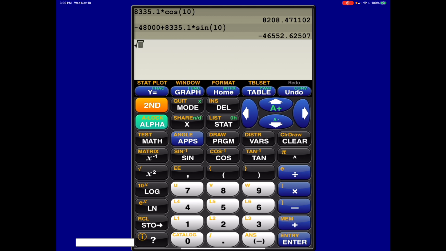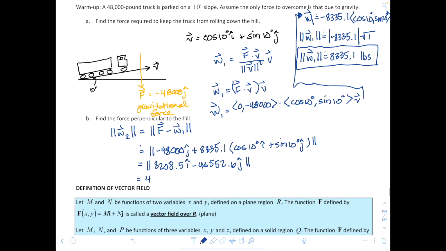square root of 8208.5 squared. I'm just going to add, that negative will go away when I do this, 46,552.6 squared, enter, and we get approximately 47,270.8. And that is in pounds. Groovy? All right, so hopefully we're all warmed up.